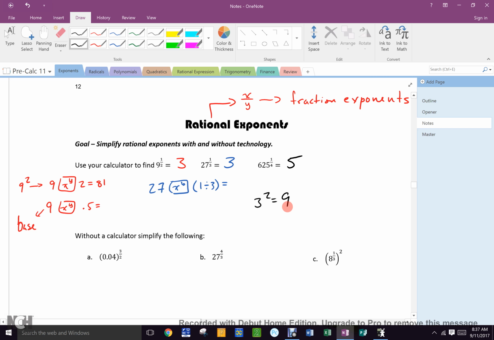3 squared equals 9, yes? Right? Which means the square root of 9 is 3, yes? If the square root of 9 is 3 and 9 to the 1/2 is 3, what does that tell us about the square root of 9 and the answer to 9 to the 1/2? They're the same thing. They must equal each other. Everyone is aware of that piece of logic, yes? If A equals B and A equals C, then B equals C, right? Okay. So that should tell you something.